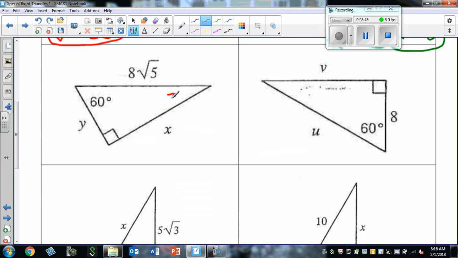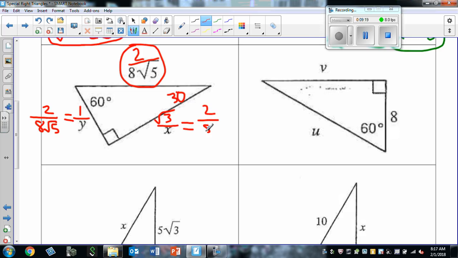Okay, next one, here's my 30. Between 30 and 60 is a 2. Next to 30 is a root 3. 1 is over y. Doesn't matter what order you label them, just get it done. Here's my side with 2 numbers, so I will use that. So I can do 1 over y equals 2 over 8 root 5. I can do root 3 over x equals 2 over 8 root 5.